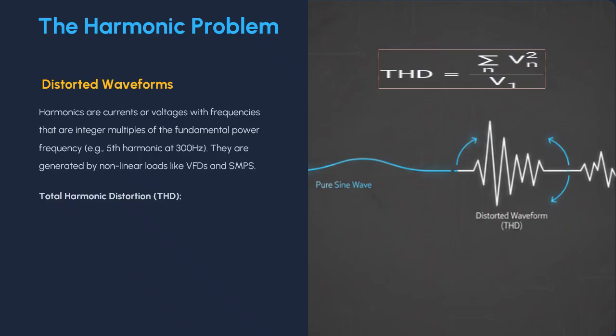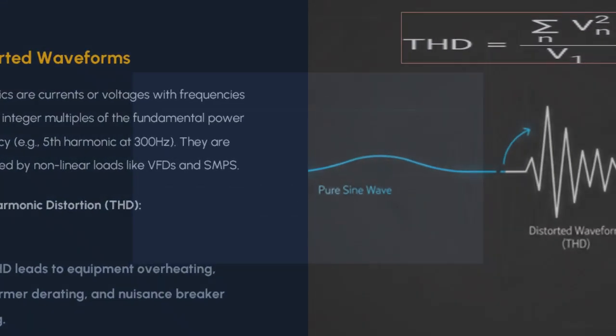The metric we use to quantify this distortion is total harmonic distortion, or THD, which is essentially the ratio of the RMS value of all harmonic content to the RMS value of the fundamental. High THD leads to costly problems: transformer derating, excessive heat on conductors, and tripping of protective relays.